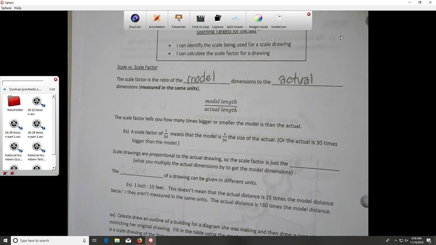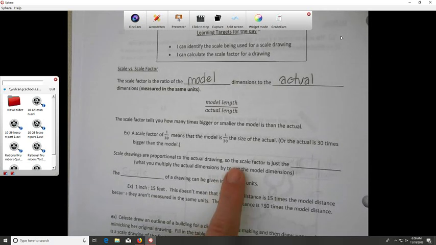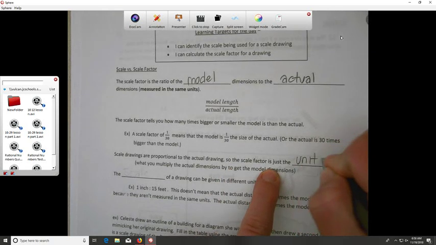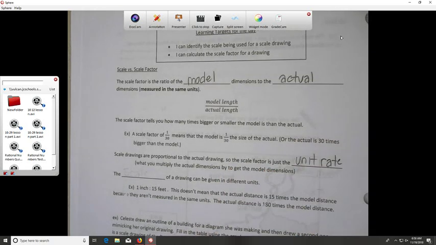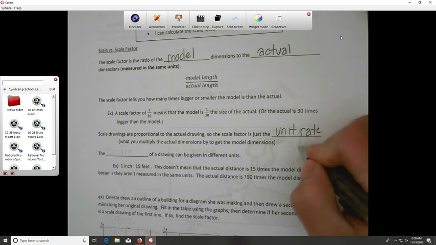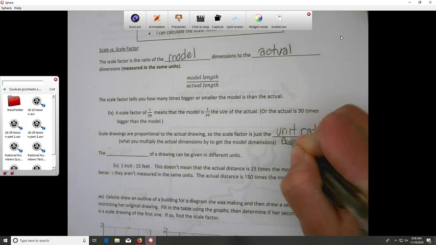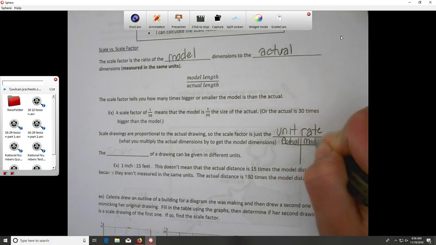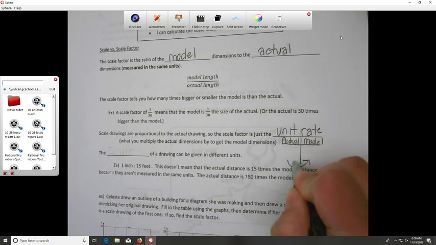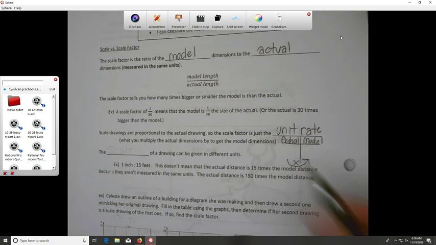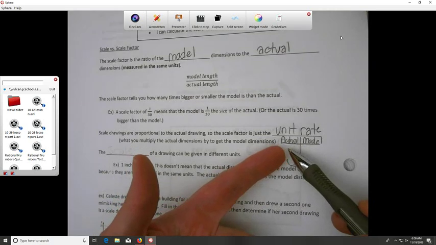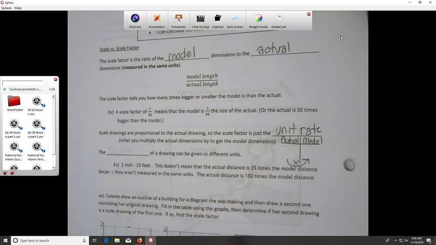Scale drawings are proportional to the actual drawing. We talked about that before: if the sides weren't in proportion, then the shape wouldn't be exactly the same. We want to maintain that shape, so they are proportional. So the scale factor is just the unit rate. It's whatever you multiply the actual dimensions by to get the model dimensions. If you picture a table with the actual over here and the model over there, your unit rate is whatever you're multiplying by each time. Here the unit rate is whatever I multiply the actual dimensions by to get the dimensions of the model.